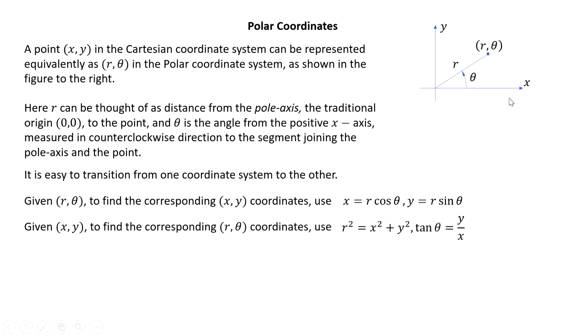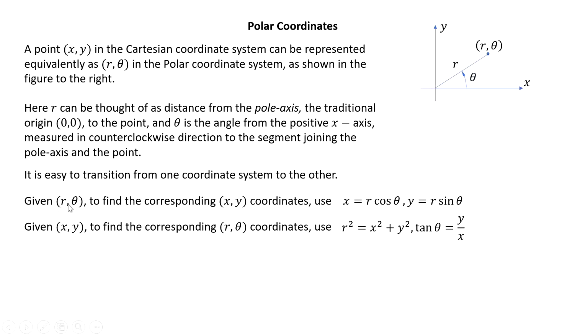That word distance is used a tad loosely here, because in polar coordinates it's entirely possible to have a negative value for r. Okay, what would that mean? I'll show you what a negative value for r actually means.